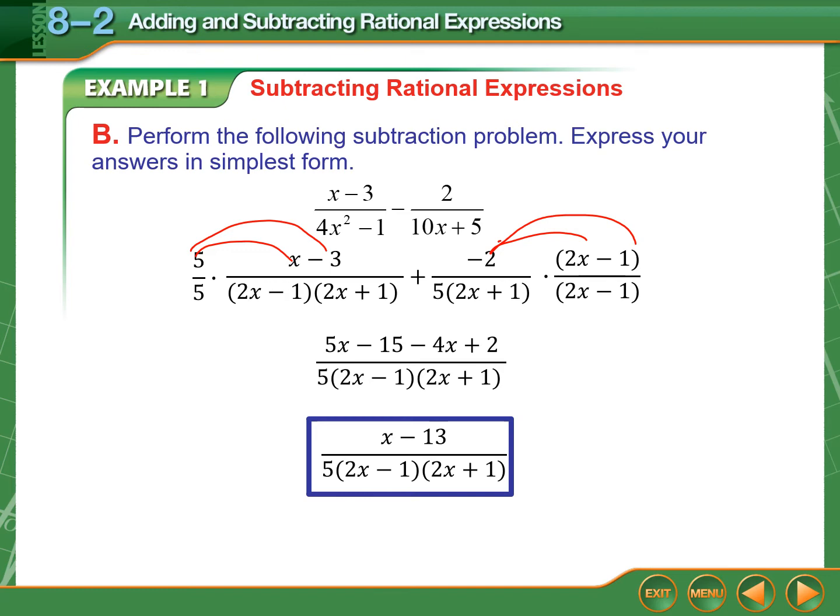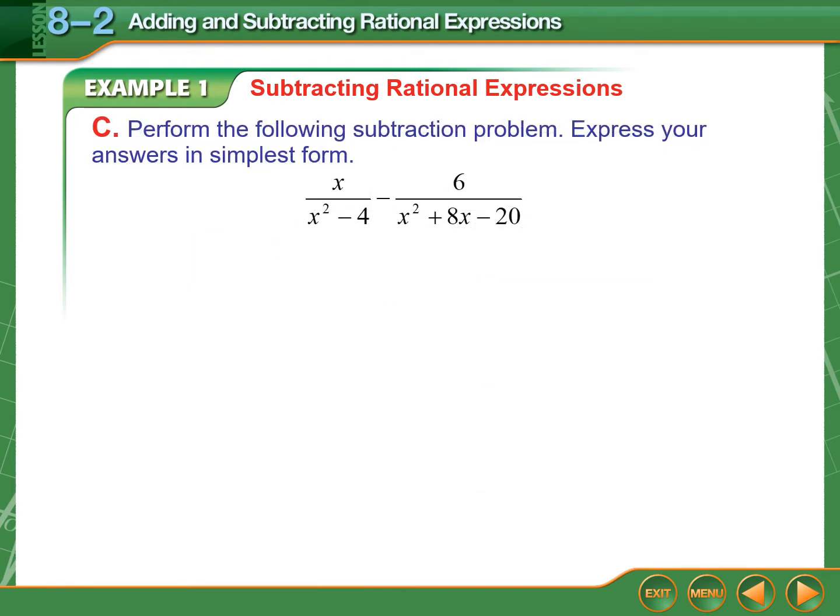So that is my answer. All right, so let's go to C. Again, let's go ahead and factor, and we're going to take that minus sign and change it. Let's go ahead and factor the x squared minus 4. We know that's a difference of squares. That one's easy. Let's go ahead and make our little factor diagram.